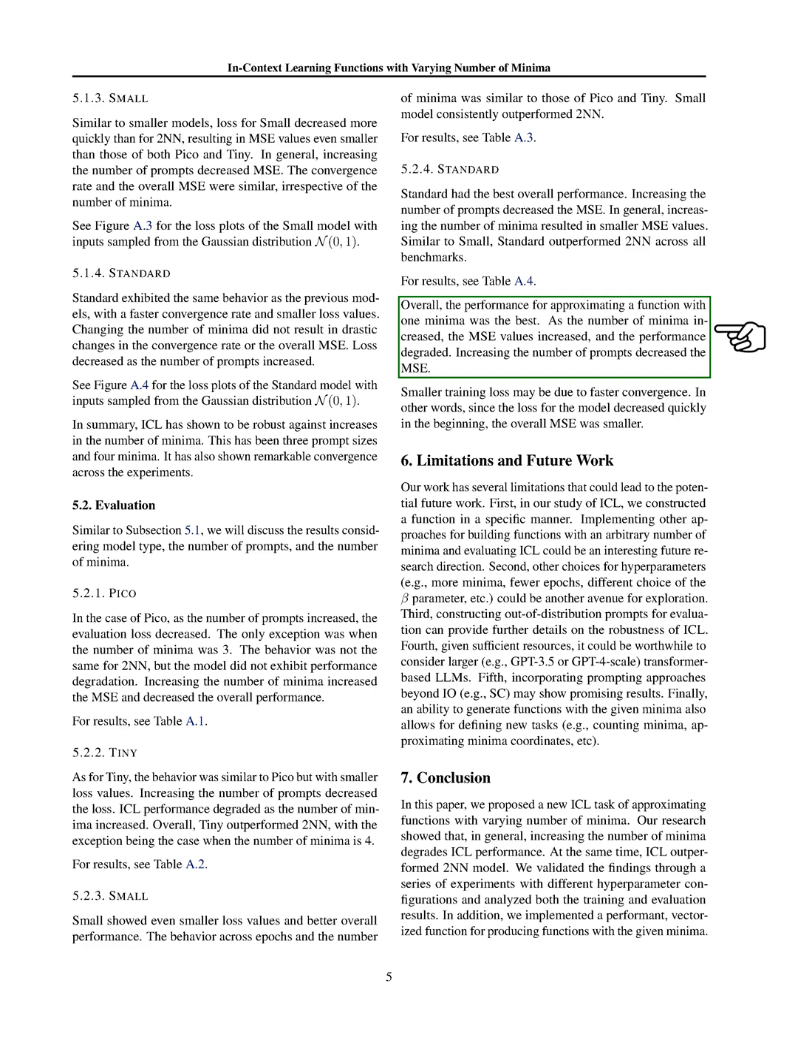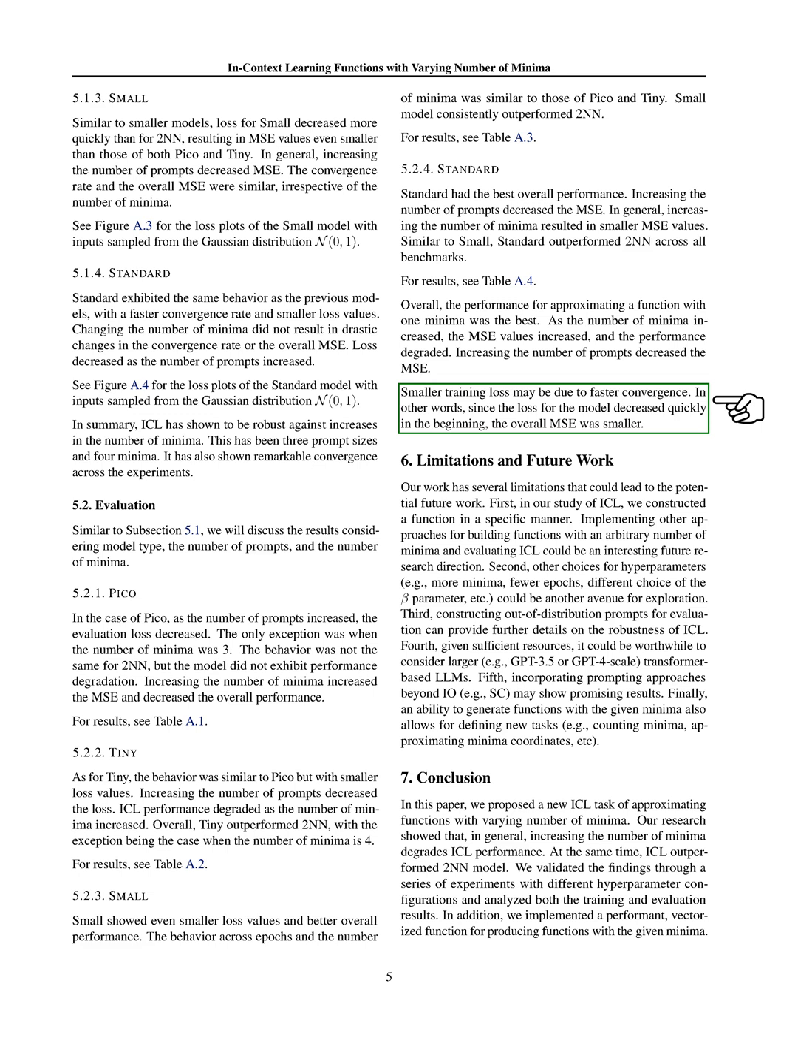Overall, the best performance was achieved when approximating a function with 1 minima. As the number of minima increased, the MSE values increased, and the performance declined. Increasing the number of prompts led to a decrease in MSE. The smaller training loss may be due to faster convergence.